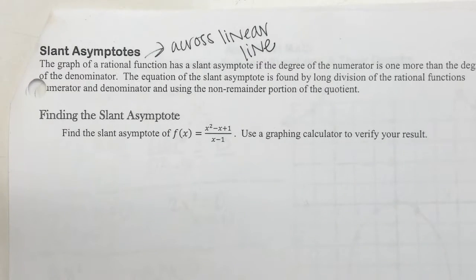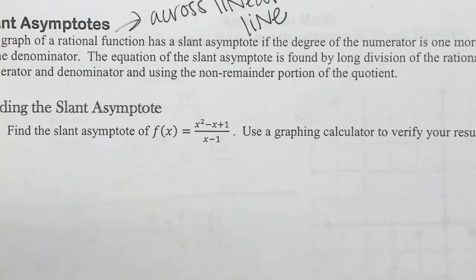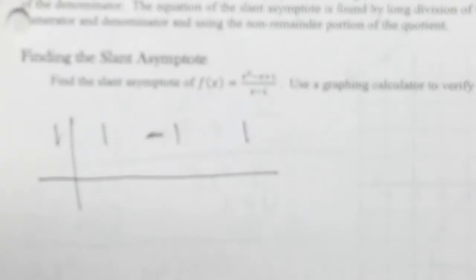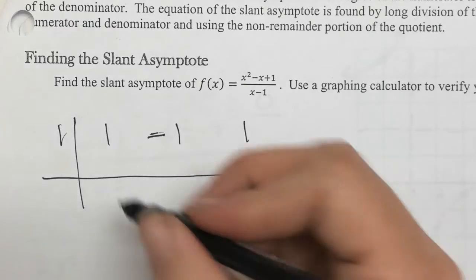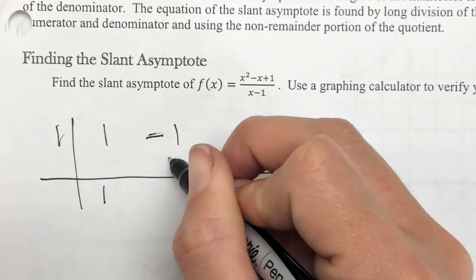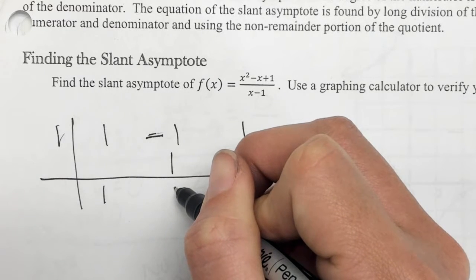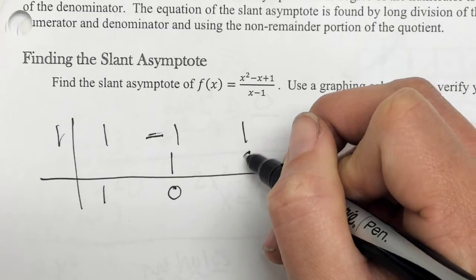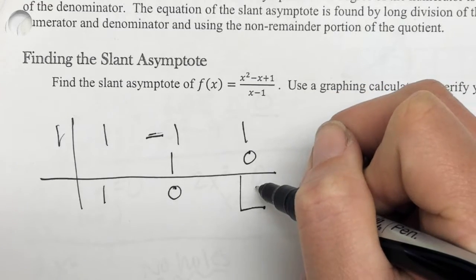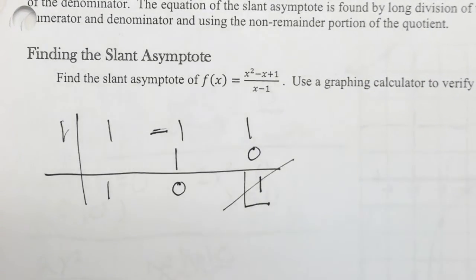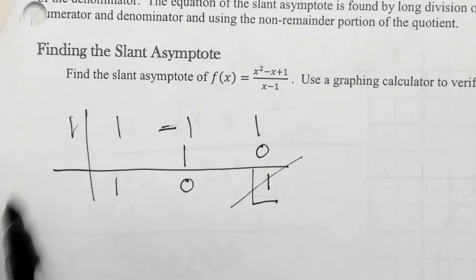We got to use good old synthetic, which I know y'all like. Alright, what do we put on the outside if we were doing synthetic? 1. Very good. What goes on the inside? 1, -1 and 1. Good. Okay. Justin, what goes right here? 1. Colby? Brandon? 0, sorry. Abigail? Alyssa? 1? Good. Okay, for slant asymptotes, we're not worried about the remainder, so you could just cross that off or not even do it. We're only worried about this part, okay?